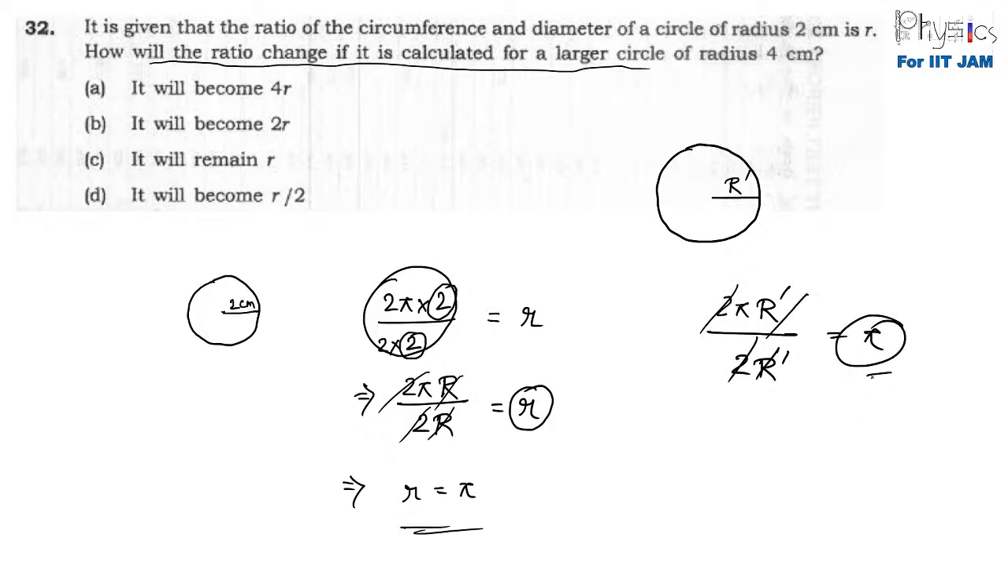Right? Now what is pi? Pi is simply R. Okay, so it will remain R, for whatever the radius be. It will remain R. So the correct answer is option C. So your answers are correct.